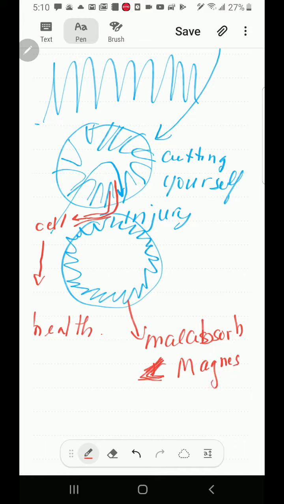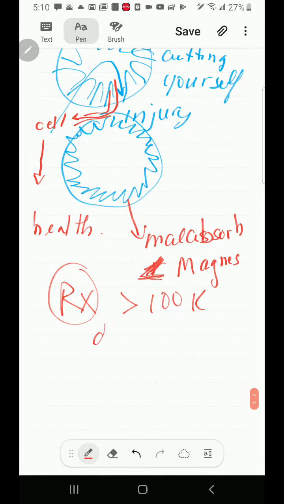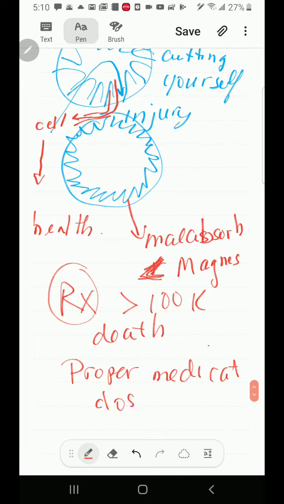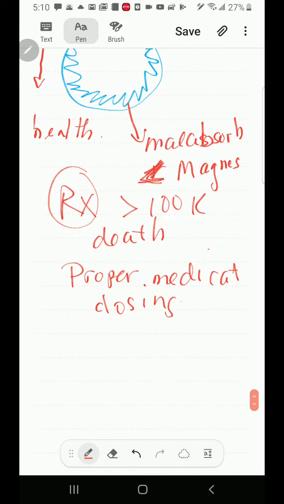So that's another source. The other one would be medication-induced malabsorption. So medications is another big problem. There's over 100,000 deaths every year from proper medication dosing. In other words, you're medically dosed correctly and you die. Over 100,000 deaths per year.